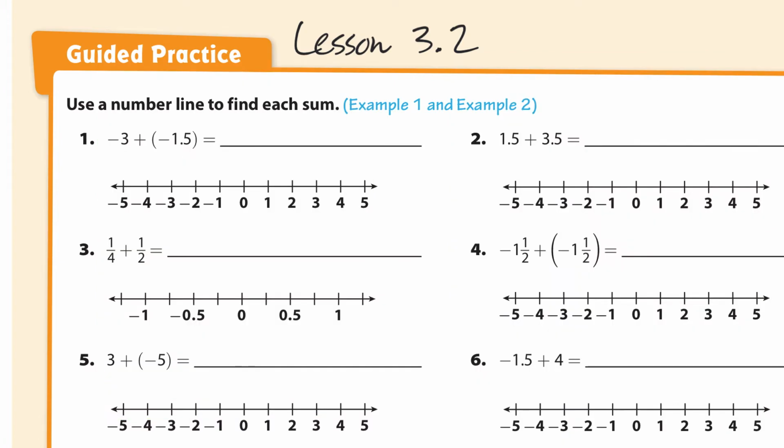Okay, so we have the number line. We start at -3. I'm going to do this in red. You start at -3 and you have to go over 1.5. So here's 1 and then a half, and you're going to end up right there at -4.5.